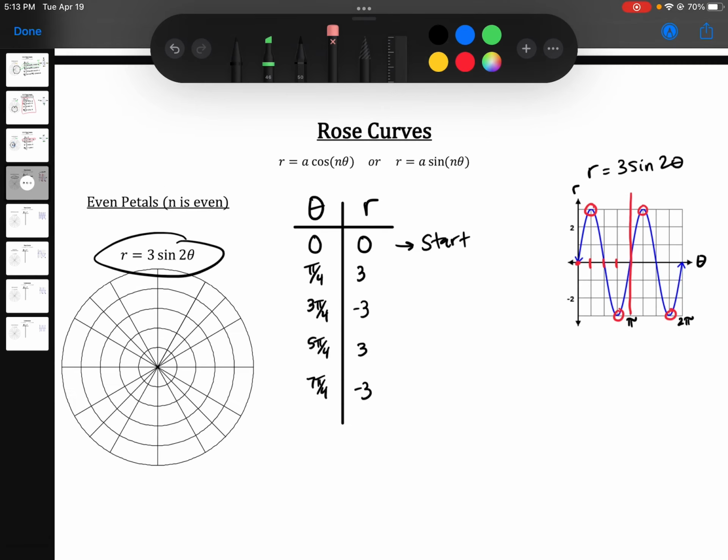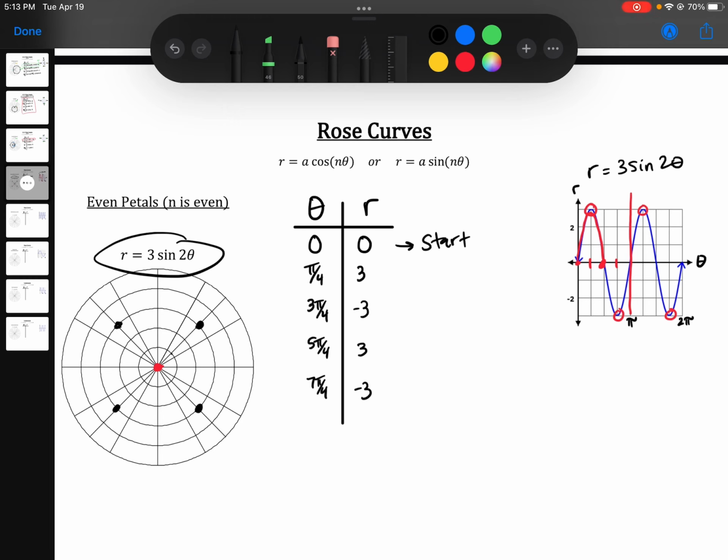Now, if you look back at this graph, in between all of these points where it's hitting the maximum or the minimum, you're hitting back at 0 as well. Okay, so we start at 0, that's our starting point. Pi fourths is 3, 1, 2, 3 right here. 3 pi fourths is negative 3, so 3 pi fourths is right here, so negative 3 is over here. 5 pi fourths is positive 3, so right here. And 7 pi fourths is a negative radius, so this one right here.